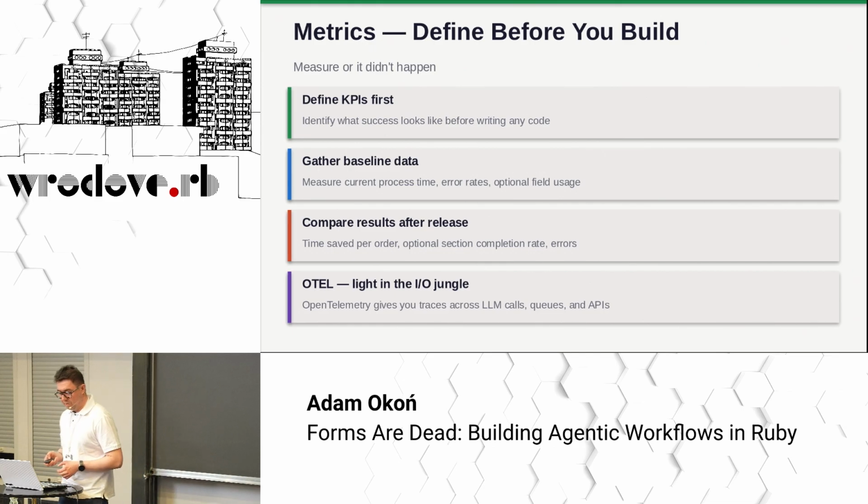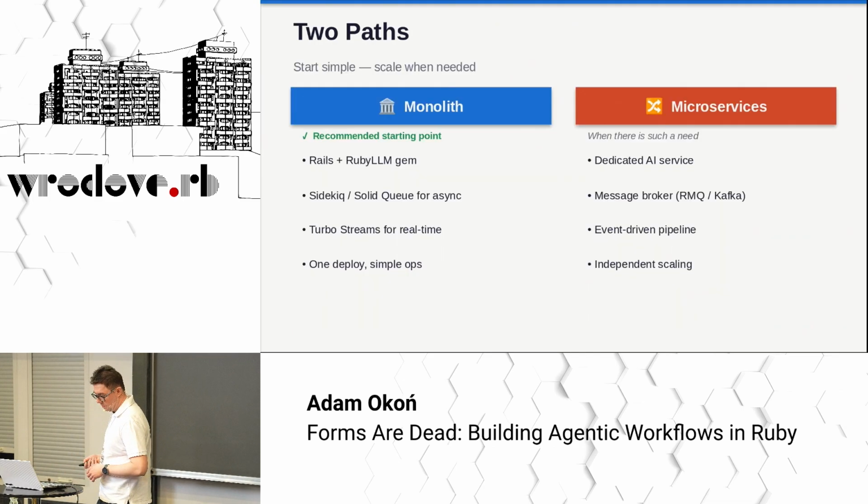I will try to present you something. From my experience, there are two paths. You have a typical monolith application where you have some kind of background engine, which can be Sidekiq or SolidQueue. You're using Rails. For LLM integration, you may choose the RubyLLM gem, and you are probably using Turbo Streams for real time. And this is one component to deploy.